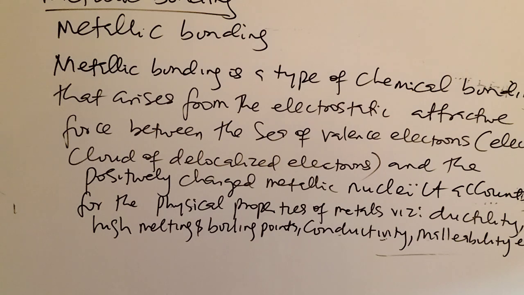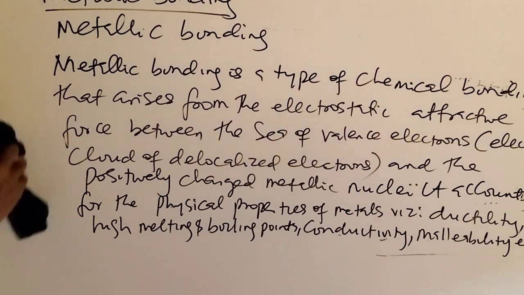So as we say, it's a kind of bond which arises from the electrostatic attractive force between the sea of valence electrons or electron cloud and the positively charged metallic nuclei. Metallic bond does not occur in compounds. We're explaining it. It doesn't occur in compounds, right? It occurs in elements. All kinds of chemical bonding occur in compounds or molecules except metallic bond, which occurs in elements called metals. So every metal has metallic bond.